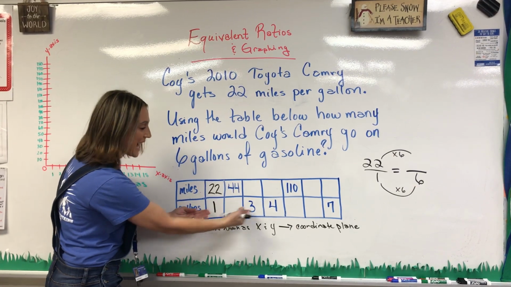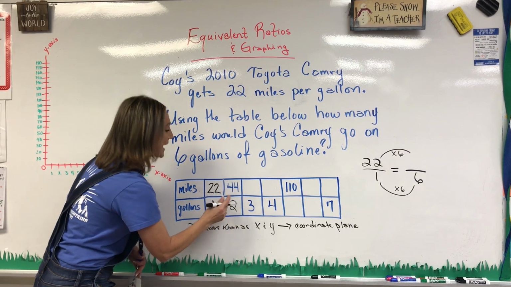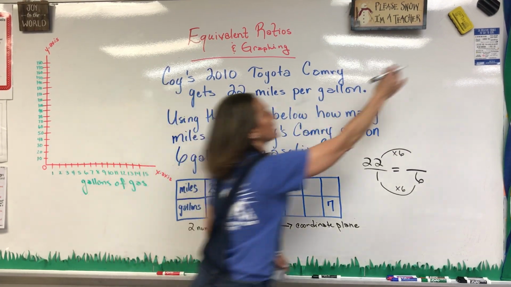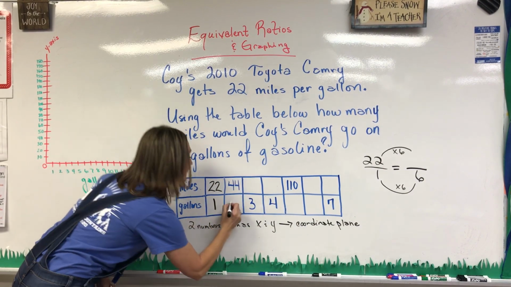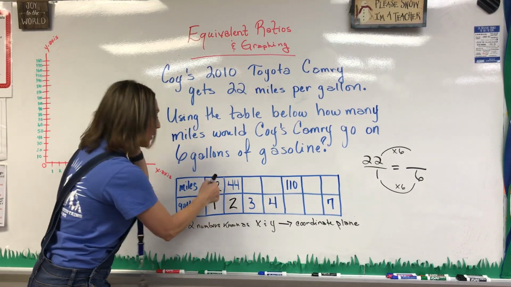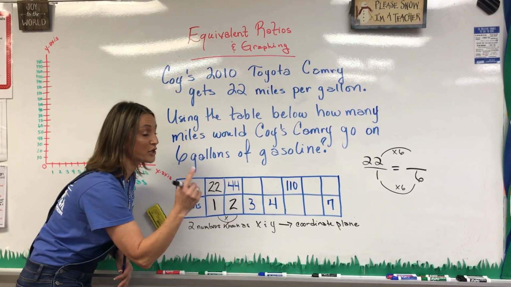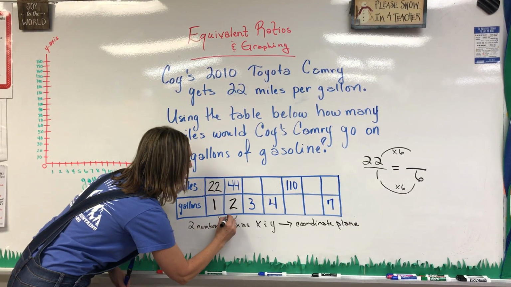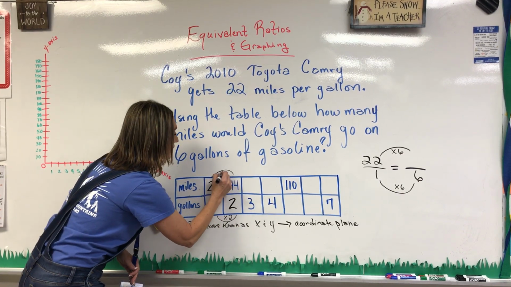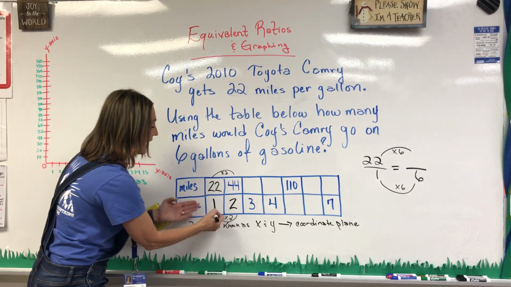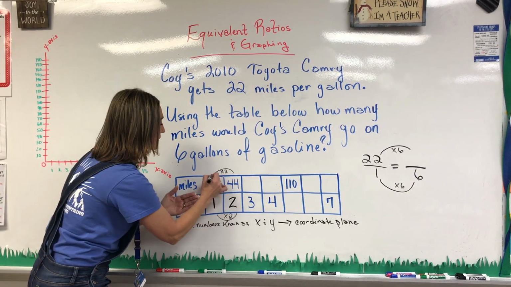Now, of course, then the next number I'm going to fill in my table looks like it would be a 2. How would I get to that? Well, how would I get from 1 to 2 in our equivalent ratio process, multiplication or division? I would multiply it by 2. Did I do the same up here at the top? I did. And then my next number is 3. How did I get to it? 1 times 3 is 3.